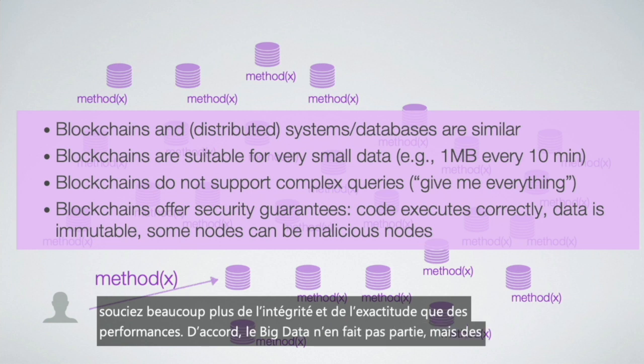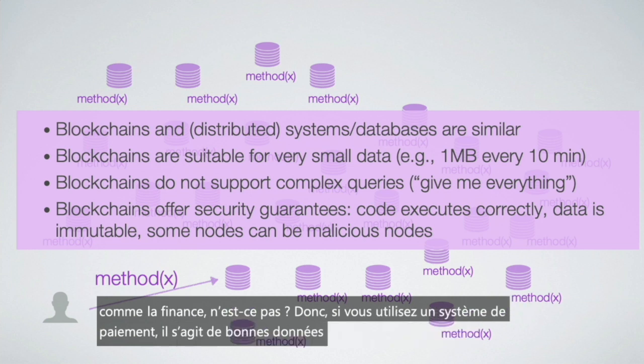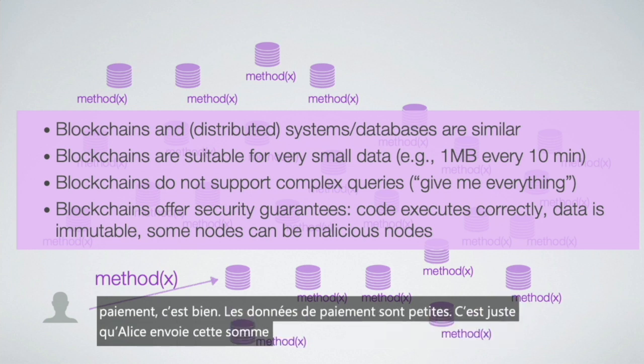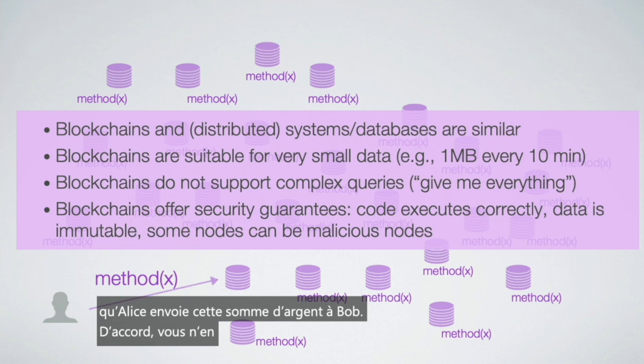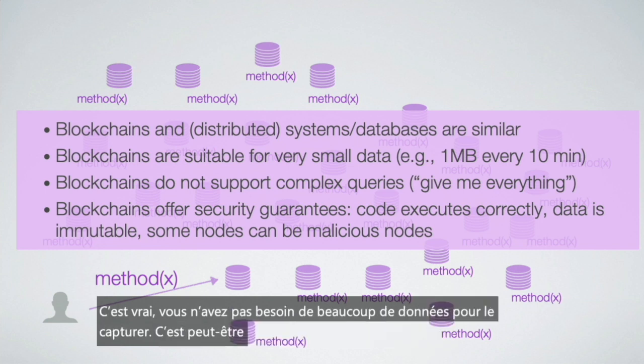So if you're doing a payment system, this is good. Payment data is small. It's just Alice sends Bob this amount of money, right? You don't need a lot of data to capture it. It's maybe slightly slow, okay, because it has to pass around the network. Maybe you want a payment system that's a little faster.